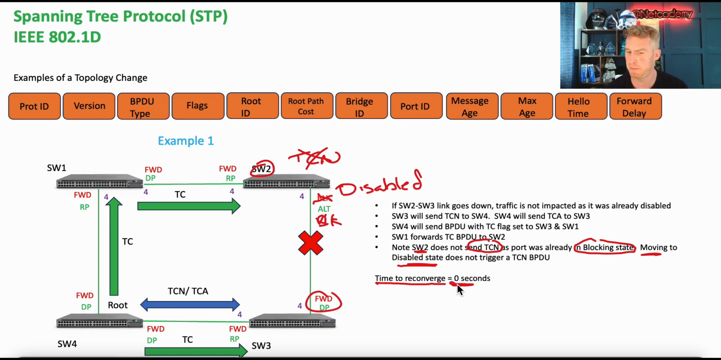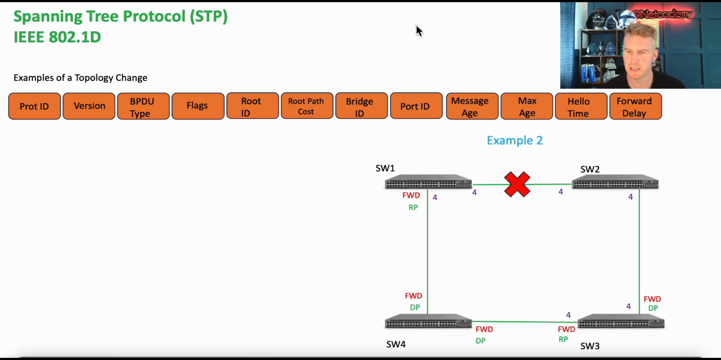So in that case, STP is pretty fast, but that's when there is a disconnection between two switches and one of those interfaces just happens to be blocking. That is based on this setup here. If you've got a different architecture, it could be different, but theoretically, because there's no transition to go from a blocking state to a disabled state, that's really 0 seconds. And that was the end of example 1.